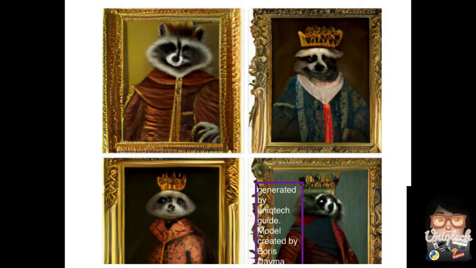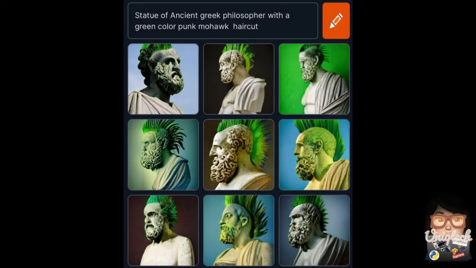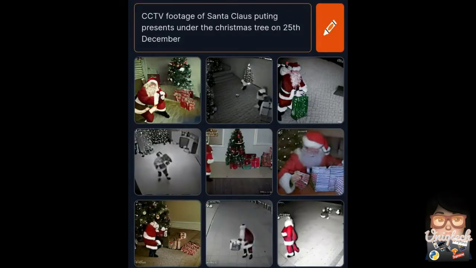We use a much smaller version of DALL-E on the internet to create these interesting experimenting images of raccoons. And in fact, if you want to find out more, there are Redditors and a subreddit dedicated to DALL-E generated images that are creative and interesting. Here you see a Greek philosopher in green mohawk and CCTV footage of Santa Claus delivering gifts. I thought it was pretty cool.